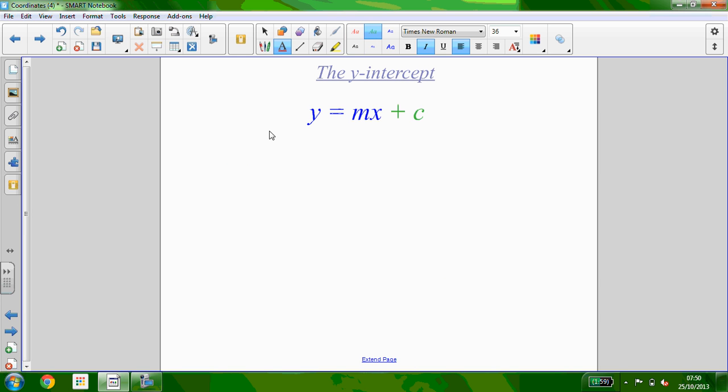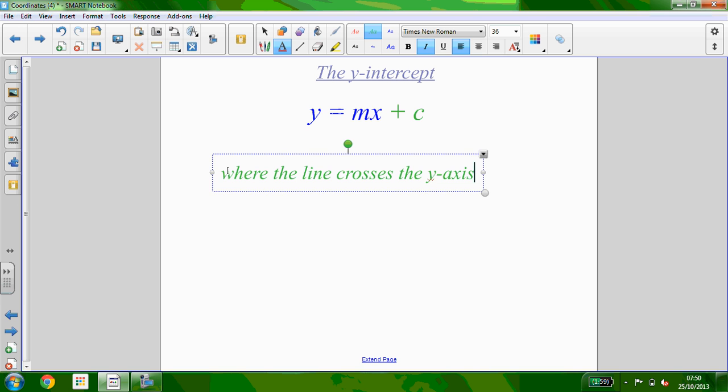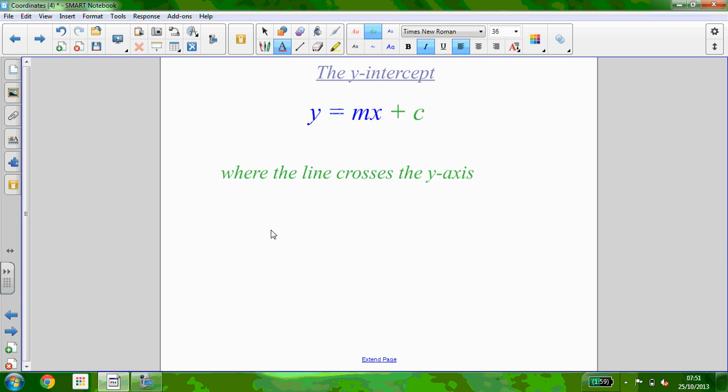The y-intercept, the plus c bit, also tells us a useful piece of information. This tells us where the line crosses the y-axis. So if our plus c value was a +2, then we know we're going to cross at 2 on the y-axis. If we had an equation with a -5 in it, we're going to cross at -5 on the y-axis.